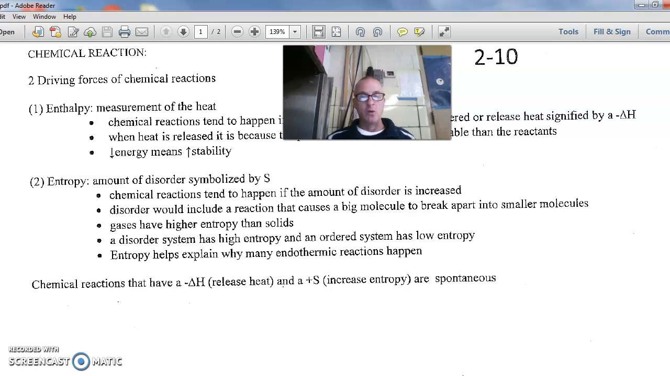A big molecule decomposing chemically into smaller molecules, where chunks of the molecule are breaking off and going off as the product, would increase the disorder. And if you think about it, the more things you have, the more the disorder you have.